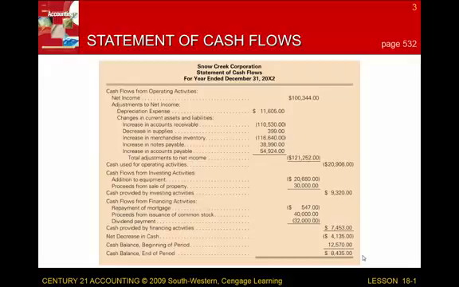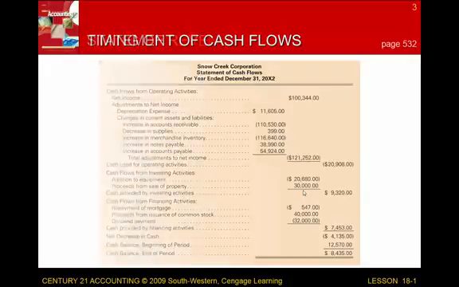We prepare our income statement and balance sheets using the accrual-based method of accounting. And a cash flow statement is basically prepared using the cash basis of accounting, and we have to understand the difference between accrual and cash. And that's going to be one of the things that we're going to take a look at next, seeing what the difference between accrual and cash based is.